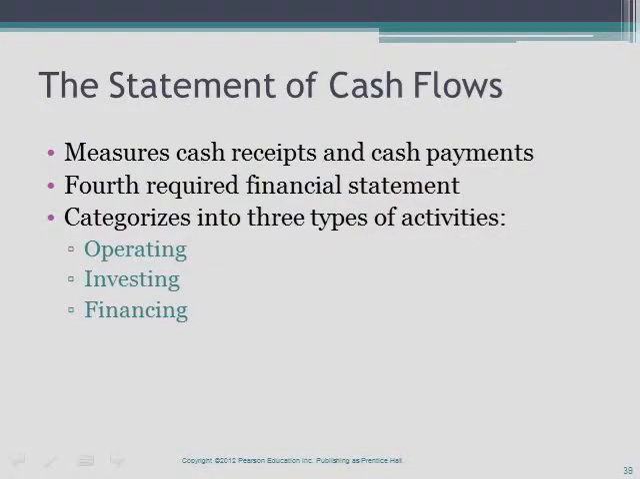The third financial statement that we talk about is the statement of cash flows. And I'm sorry, this is the fourth financial statement. And it measures cash receipts and cash payments. Essentially what it tells the investor is how did we generate cash and how did we use cash over the last period? And to that end, we categorize these sources and uses of cash into three types of activities: operating, investing, and financing. And we'll talk about the types of transactions that would be illustrative within each of those categories later on.